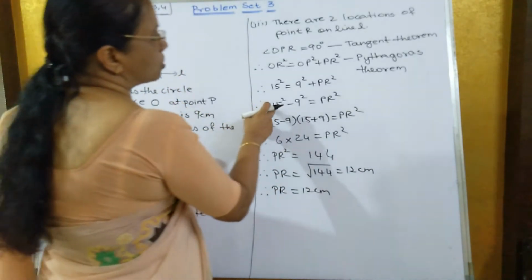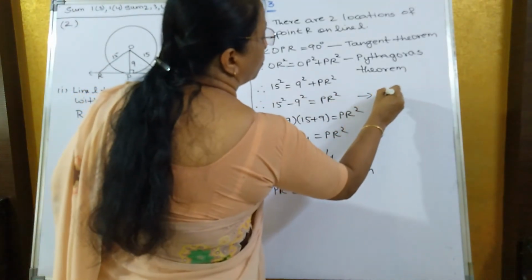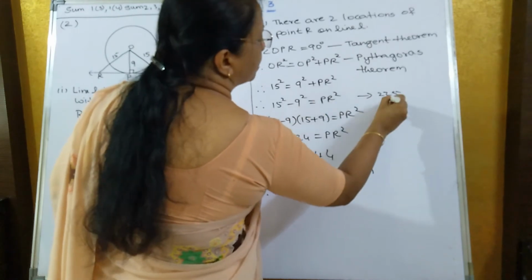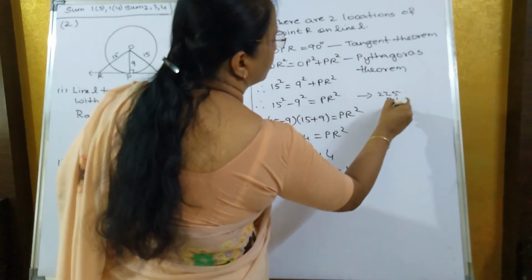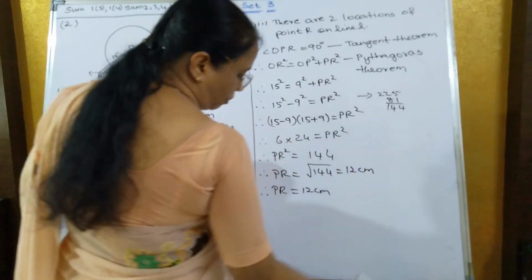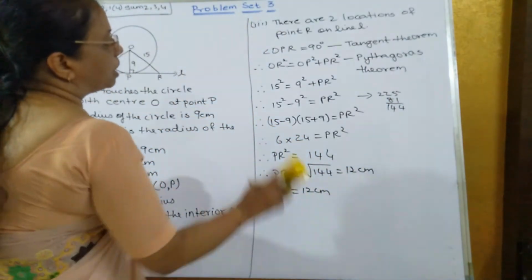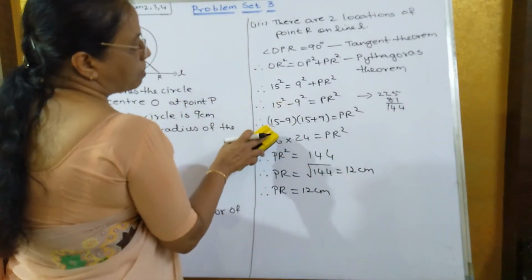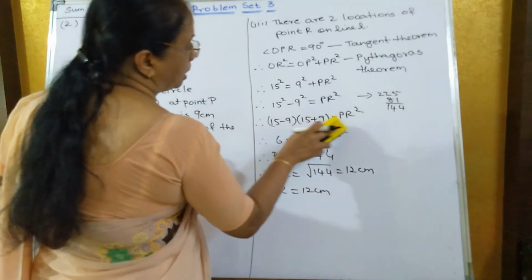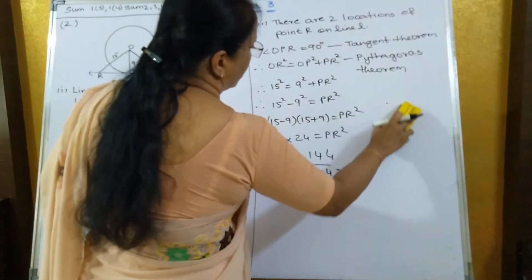So either you can take the square of this. If you take the square of this, what you'll get? 225, and 9 square is how much? 81. When you subtract, you get 144. So this way also you can do. Whenever it is negative, you can use the formula of a square minus b square, that is a minus b and a plus b. So that way also you can find out.